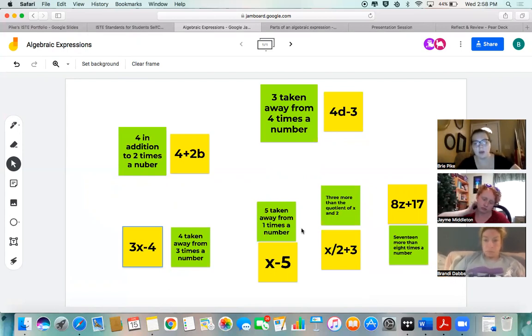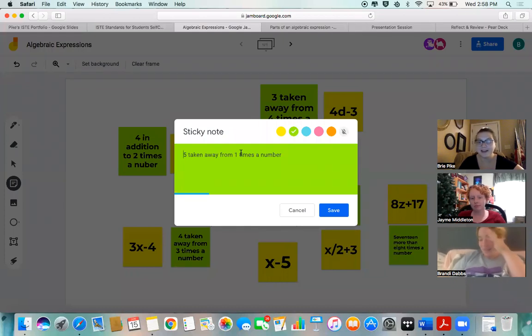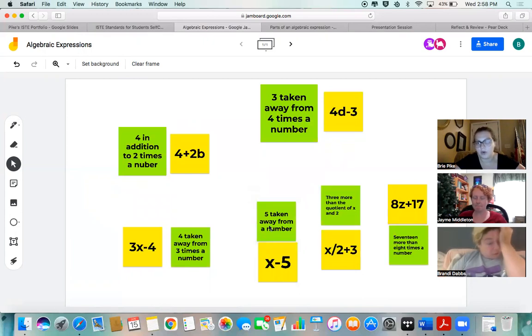Good job. Okay, let's talk about this one real quick, where we said x minus 5, and we said 5 taken away from 1 times a number. So this isn't wrong, is it? Because x is multiplied by 1, but do we have to say 1 times a number? No, I just wanted to try to trick Brandy. That is a good trick, right? So we could just say 5 taken away from a number, right? Yeah. Or from x or whatever.